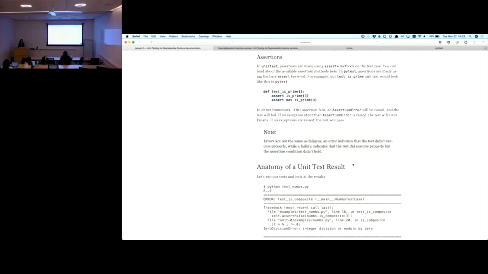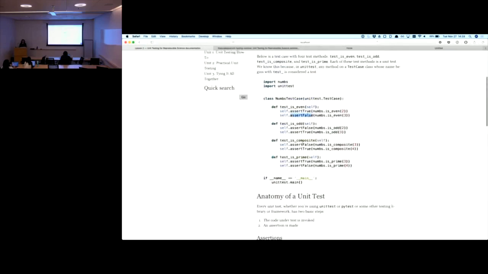So, in unittest, assertions are made by using these assert methods on the test case. I'm only using assertTrue and assertFalse here, but there are a bunch of different assert methods in the unittest library that you can use. There are things like assertIsNone, or assert that two lists are equal. They have quite a number of assert methods that are actually pretty semantically rich. You can probably get away with using just assertTrue and just assertFalse if you want.